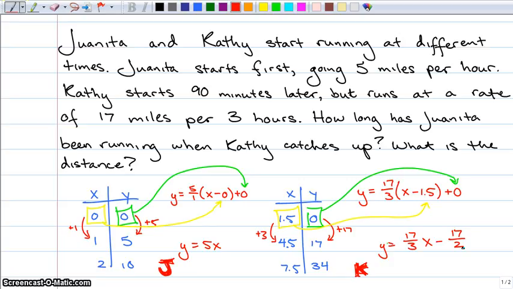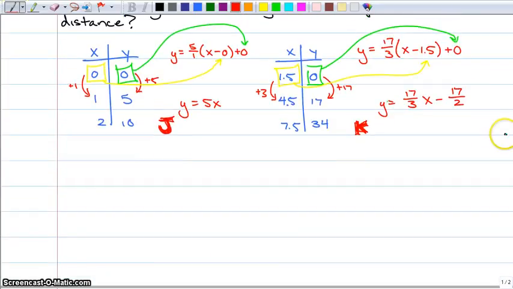Now, I ask you the question, how long is it before they catch up? How long has it been when Kathy finally catches up? In other words, I want you to take these two equations and make them equal to each other. So scrolling down just to give myself a little bit more space to work with here, I'm taking my equation for Juanita, setting it equal to my equation for Kathy. So now it says 5x equals 17 over 3x minus 17 over 2.